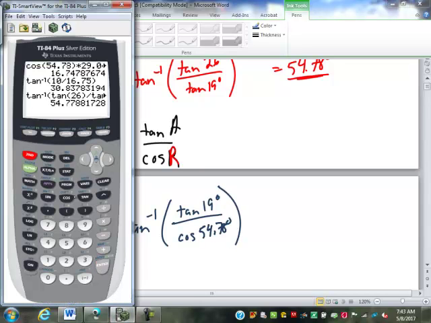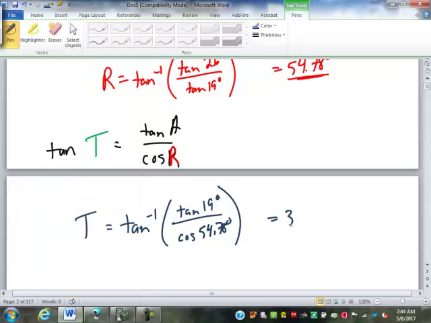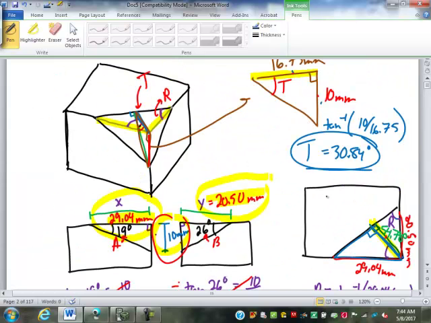So second tangent of tangent 19, close parentheses, divided by cosine 54.78. We have to close parentheses twice. 30.84 degrees. Which is, again, what we had up here.